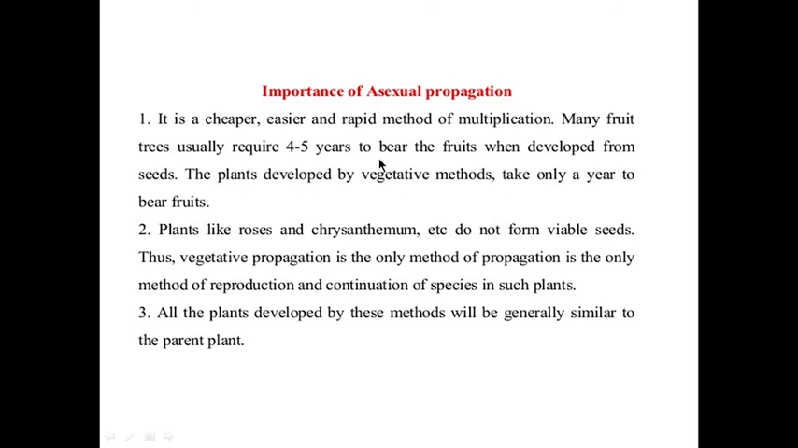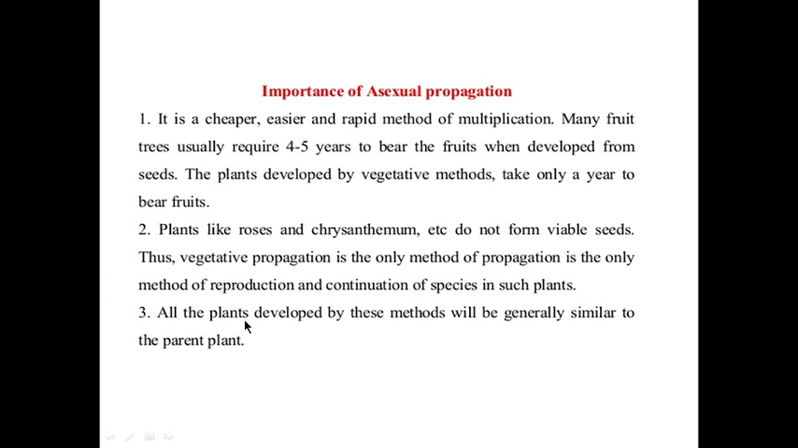Here we have trees which produce fruit after near about 4 to 5 years, but if grafting is done on the plant, then they will bear fruit within 1 year, so it causes rapid multiplication and formation of fruits also. Plants like roses and chrysanthemum do not form viable seeds. Thus, vegetative propagation is the only method of propagation and reproduction and continuation of the species in such plants.